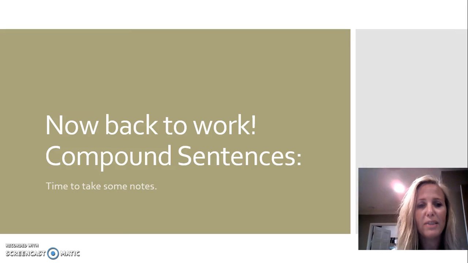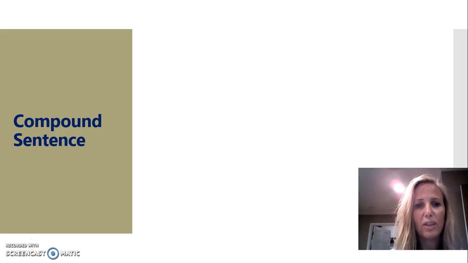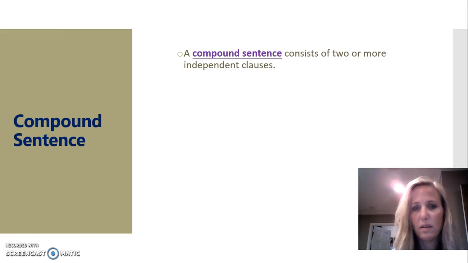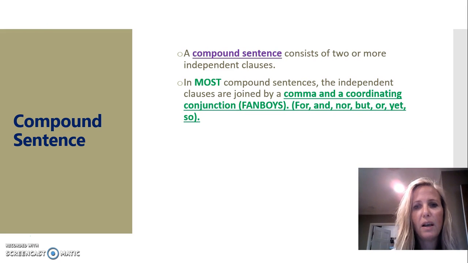We're going to go back to compound sentences. Time to take some notes. So flip your foldable open to the compound sentence section. All right. The first thing you need to write as a bullet point is it is 2 or more independent clauses. So put a bullet point and just put 2 or more independent clauses. Then you need to write that it is joined by a comma and a coordinating conjunction. Joined by a comma and a coordinating conjunction.